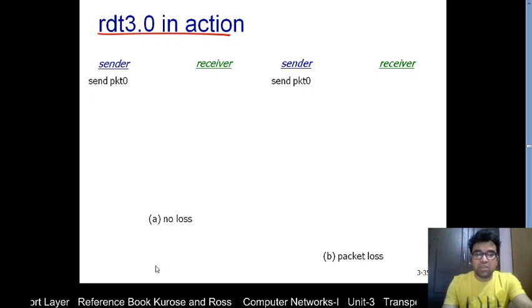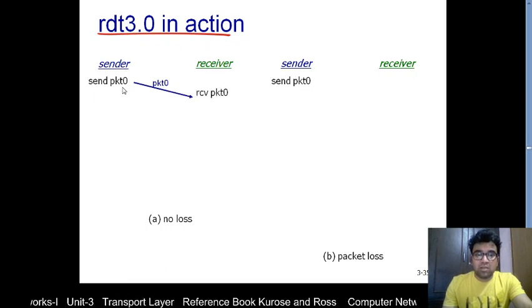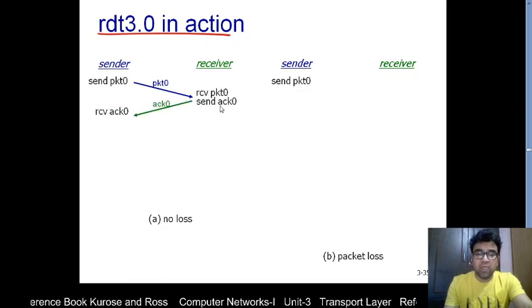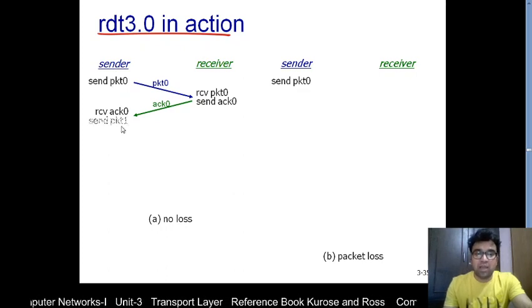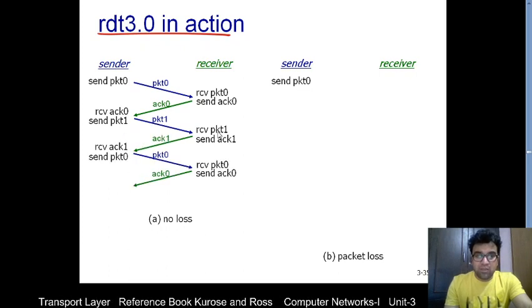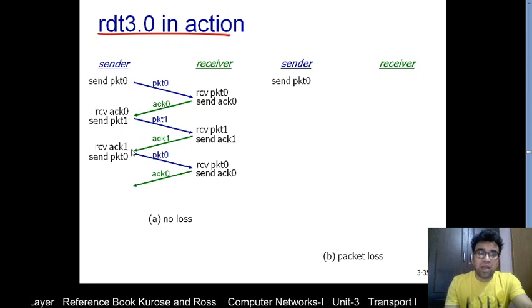So let's see the first case, which has a sending side and a receiving side, and packet number 0 is ready to get transmitted from the sending side. You can see the sending side transmits packet number 0, which is received by the receiver. Then the receiver will send an acknowledgement for this particular packet, and this acknowledgement is received by the sender. Then only can the sender send the next packet. It is sending packet number 1. It is received by the receiver. It is sending its acknowledgement back to the sender.